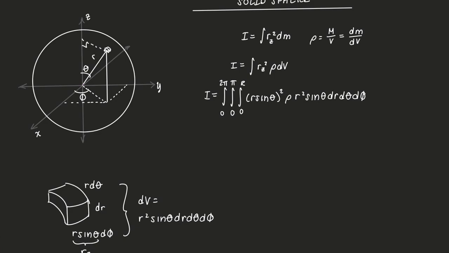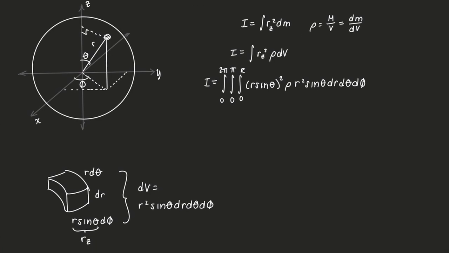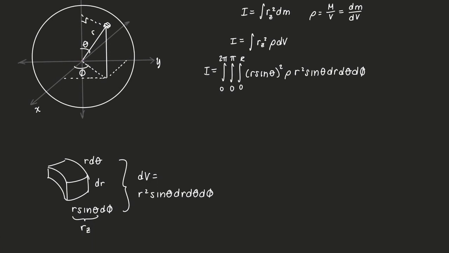And so now we're all set to integrate. It's the only thing left we have to do. So first we can separate this integral. So we get that I is equal to the integral from 0 to 2 pi of d phi, the integral from 0 to pi of sine cubed theta d theta, and then the integral from 0 to r of r to the 4th dr.